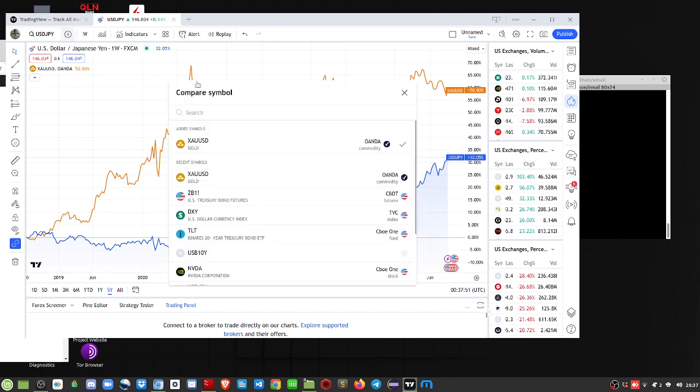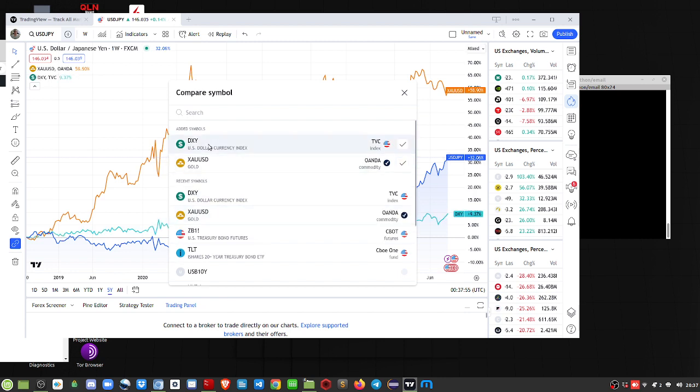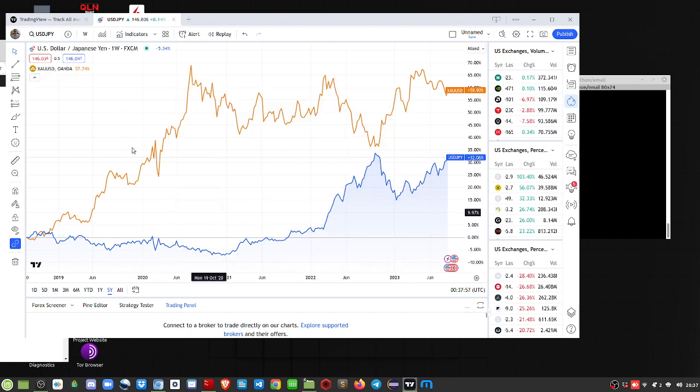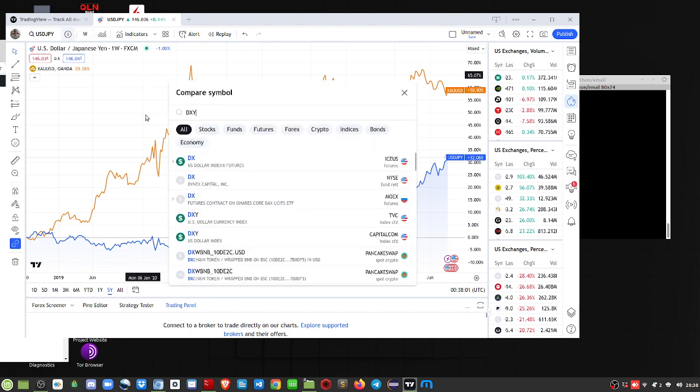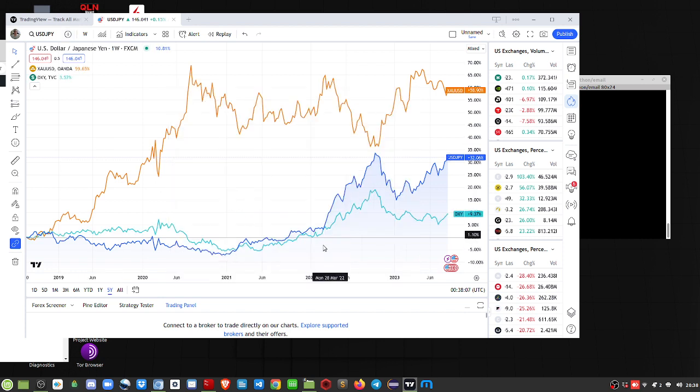Another one for last year was the DXY. So again, let me just pull up the DXY. This is the US dollar currency index. You can see here, same thing happened for all of 2022, and that was a good bump up. But the better one is definitely the USD and Japanese yen. And look what happened to the gold of last year, it just declined.